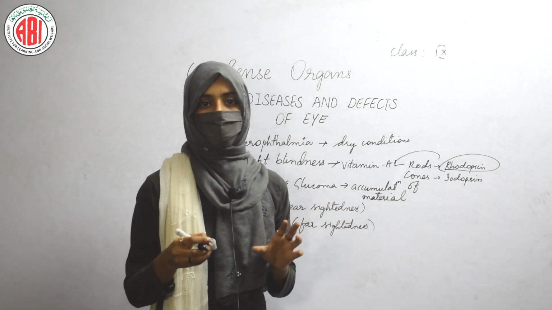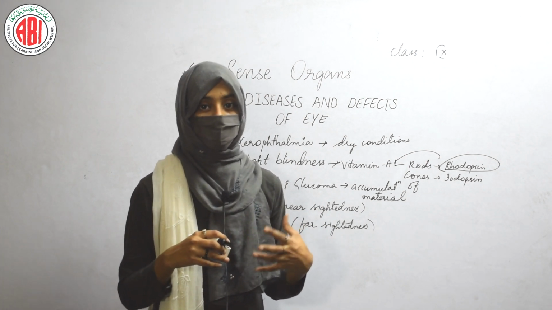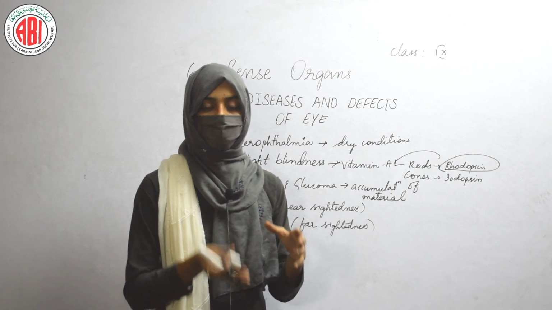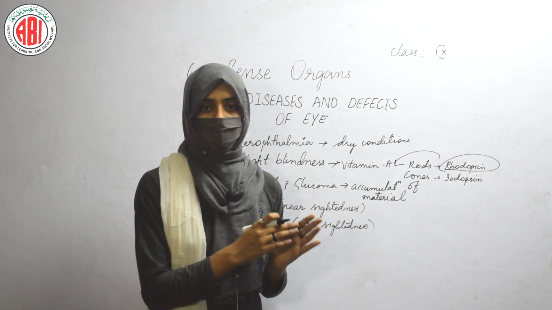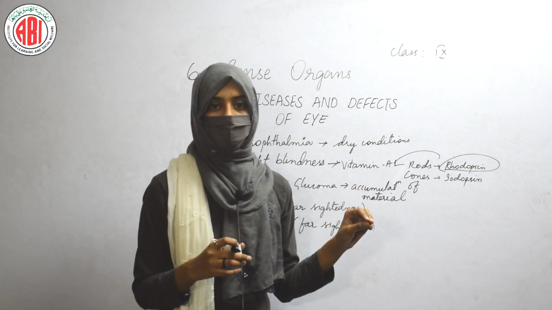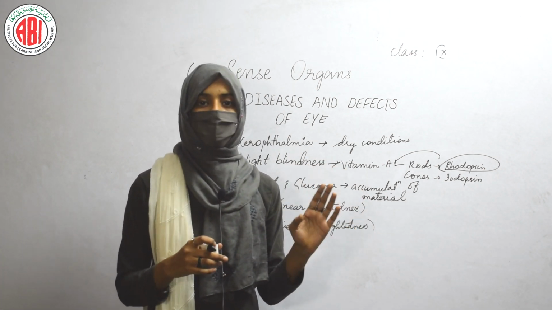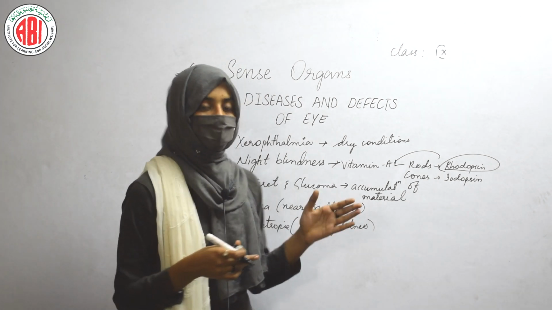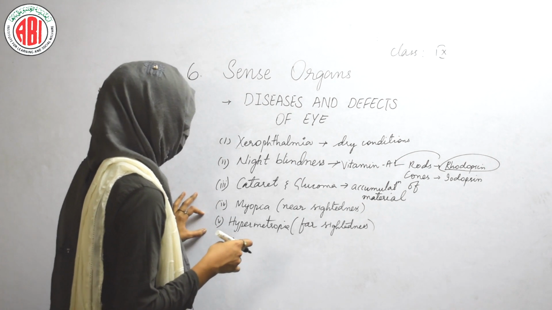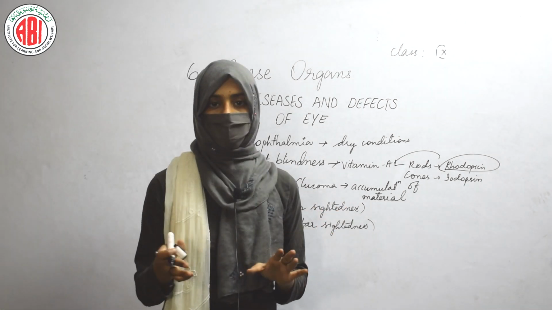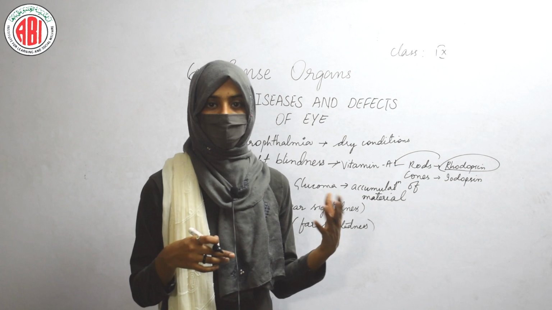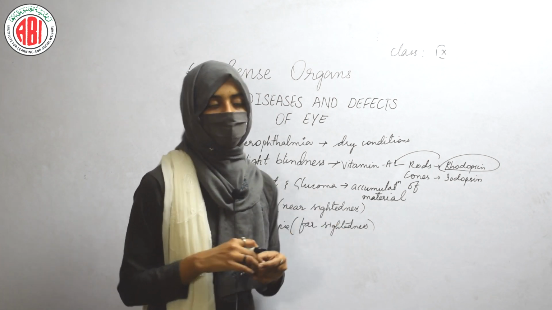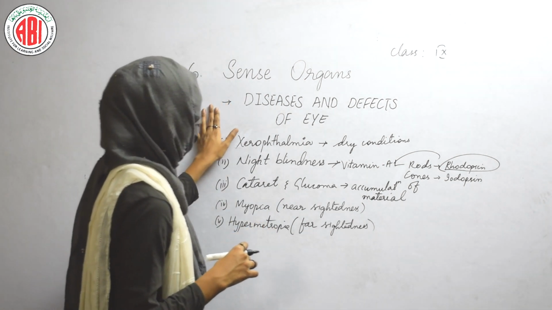Because of these conditions, the person's vision gets blurred, and we can say that the light does not reach the proper part of the retina. When it doesn't fall on the retina, the person fails to see the object clearly, and blurred vision results. So myopia and hypermetropia are conditions where the vision gets blurred due to the improper falling of light on the retina, and they can be corrected with the help of certain surgeries. So, this is about the diseases and defects of our eye.